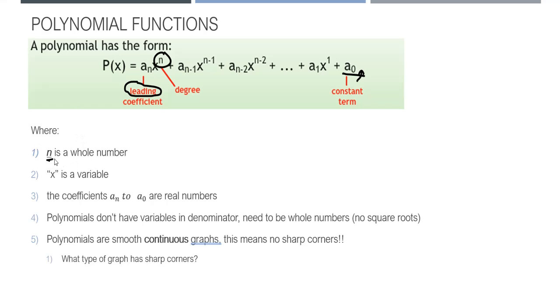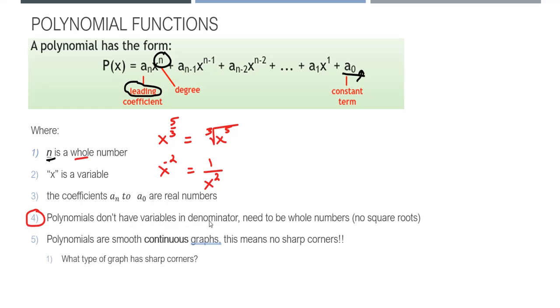So n has to be a whole number. What that means is my exponent cannot be like x to the power of 5/3. Now we've dealt with that before. From using flower power, we know that's x to the power of 5 and then cube root. But that is not technically a polynomial. It also means whole number, you can't have a negative. So x to the power of -2, if you have that in there, not a polynomial, because that's actually 1 over x squared, which breaks a different rule, which is number 4 here.